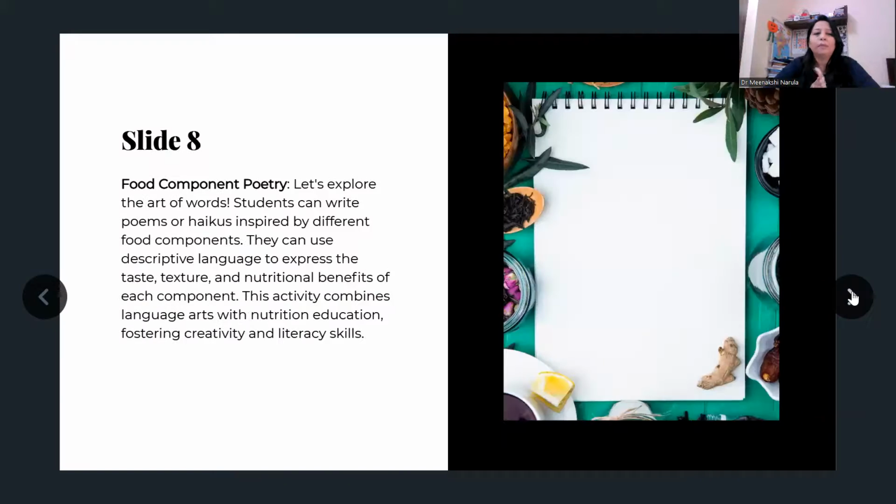So if I talk about poetry, right? The students who are verbal linguistic, let them explore the art of words. Students can write poems or haikus. Haiku is also a special kind of poem inspired by different food components. They can use descriptive language to express the taste, texture, and nutritional benefits of components. Right. So this activity combines language arts and nutrition education, and thus fosters creativity and literacy skills.